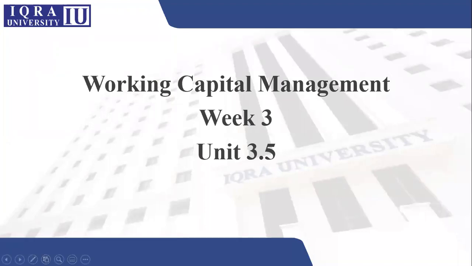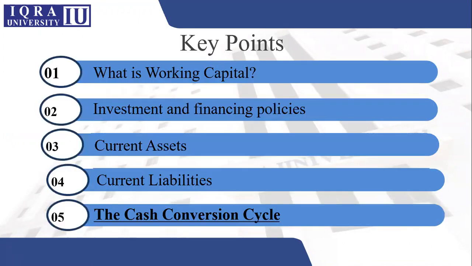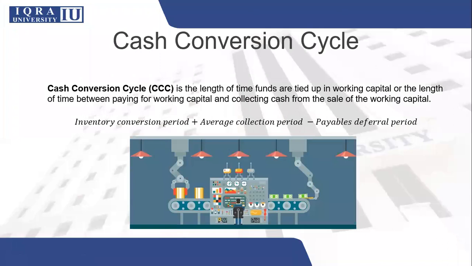In this video, we're going to cover the topic of working capital management, unit 3.5, which is the cash conversion cycle. Now, the definition of cash conversion cycle, short form CCC, is the length of time funds are tied up in working capital, or the length of time between paying for working capital and collecting cash from the sale of working capital. So basically, it tells you a complete cycle of the business, that in how many days does it complete.